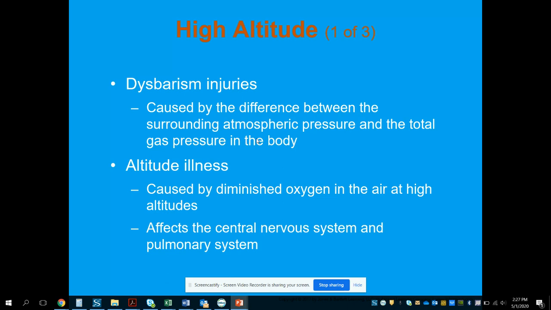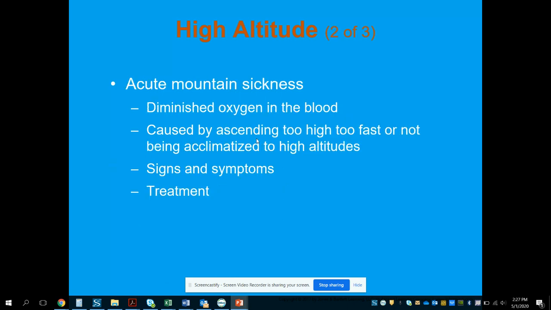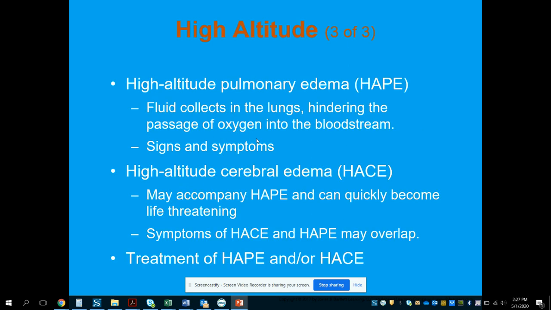So thinking about, again, not having the time to acclimate to the air, like up a mountain if you're hiking, that type of thing. That would lead to acute mountain sickness, where you have diminished oxygen in the blood caused by ascending too high too fast or not being acclimated to those high altitudes. These are a few other high altitude sicknesses.